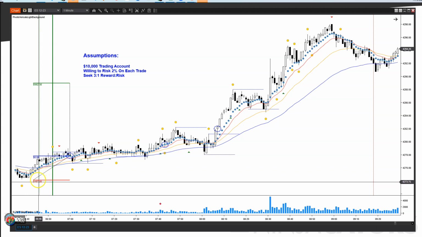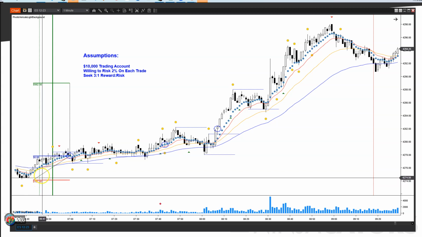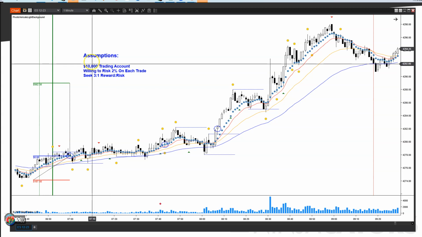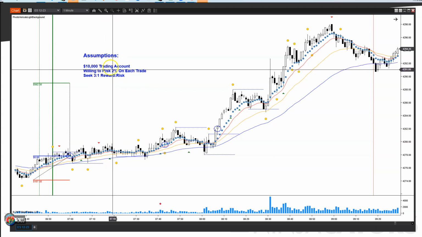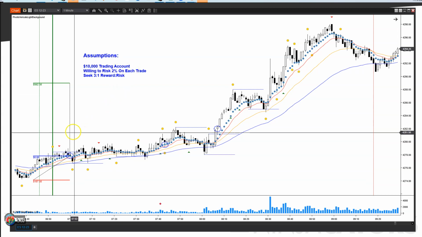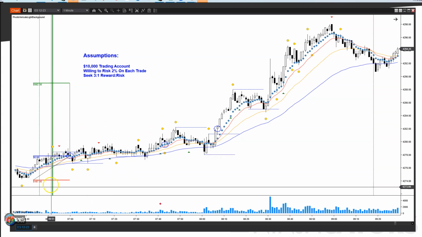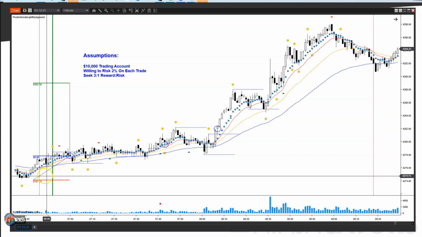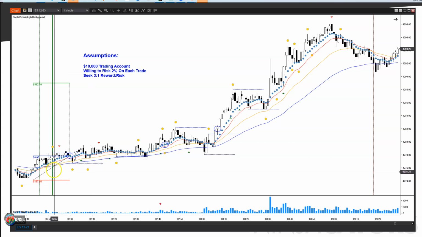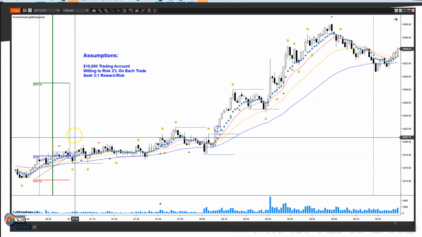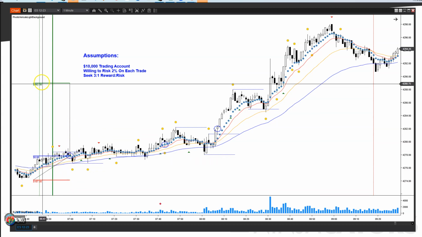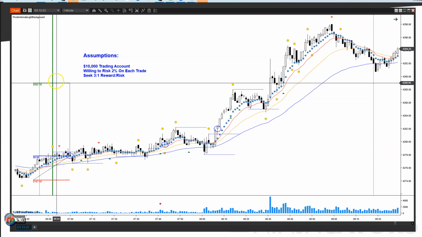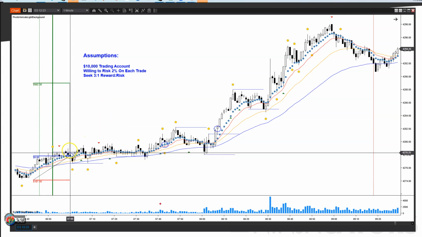Let's see how that might work. By the way, you see that there is a risk of $187, and our assumptions are that we're using a $10,000 trading account, and we're willing to risk 2% of each trade. So 2% of 10,000 would be $200, so we're within our parameters as far as risk is concerned. What we like to see is a 3 reward to that 1 risk, so the reward would be $562.